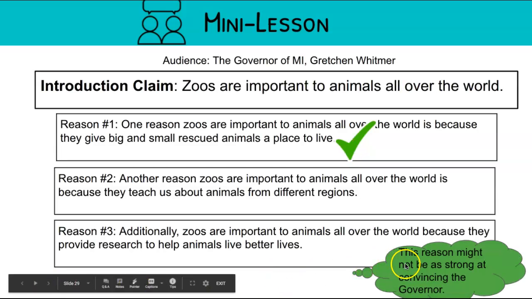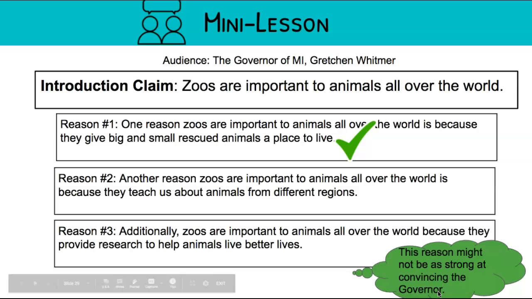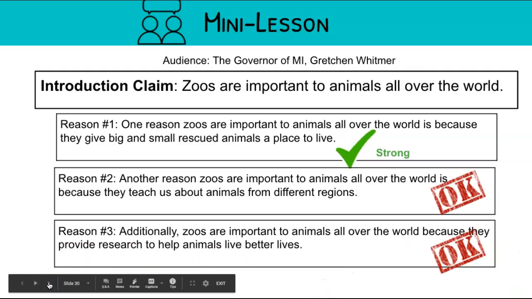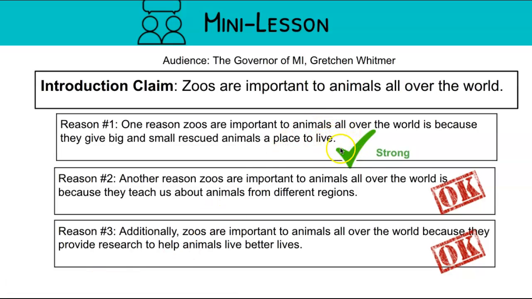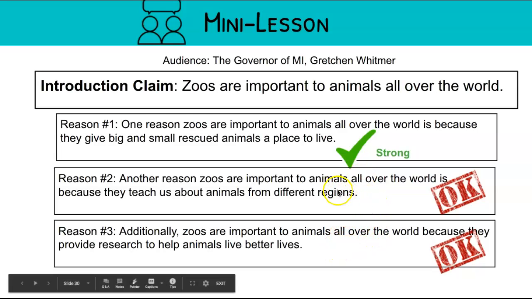Again, it might not be quite as strong at convincing the governor. I'm going to assume she loves animals and she wants us to know more about them, but I don't know that for a fact, so I'm not sure that's going to be really convincing for her. So I'm thinking that one is just okay as well. So I've got one really strong reason I think is going to convince my audience, and I've got two that are just kind of okay. So maybe I can find some really good evidence for these two reasons that will make them stronger.